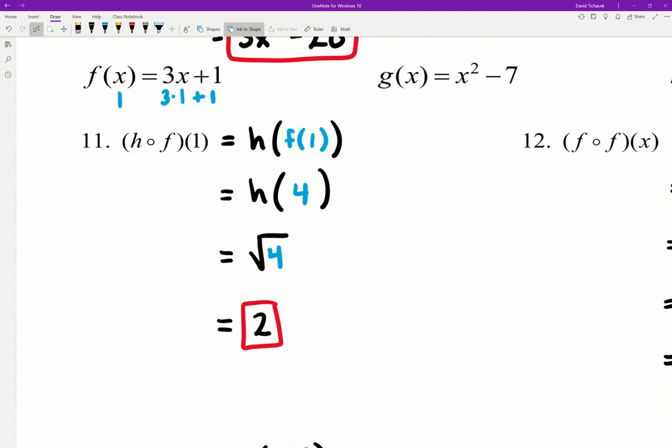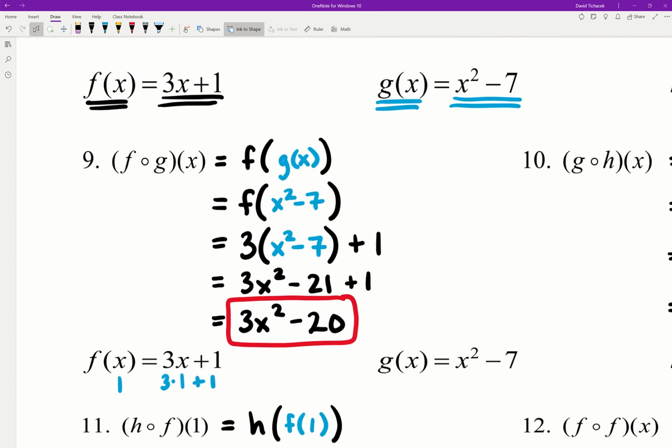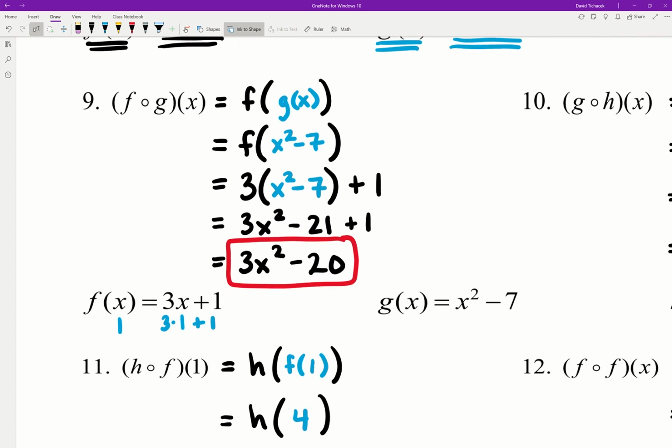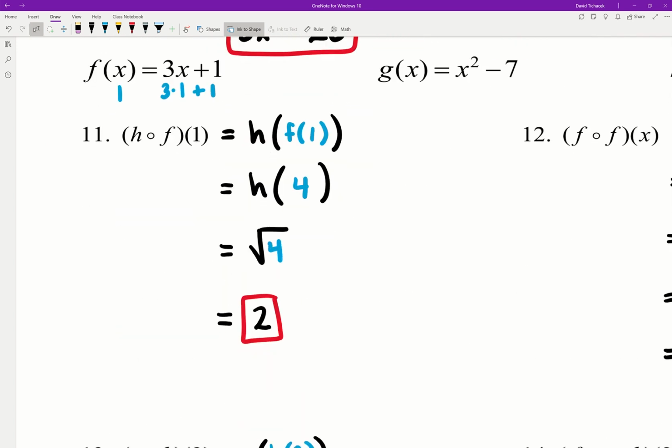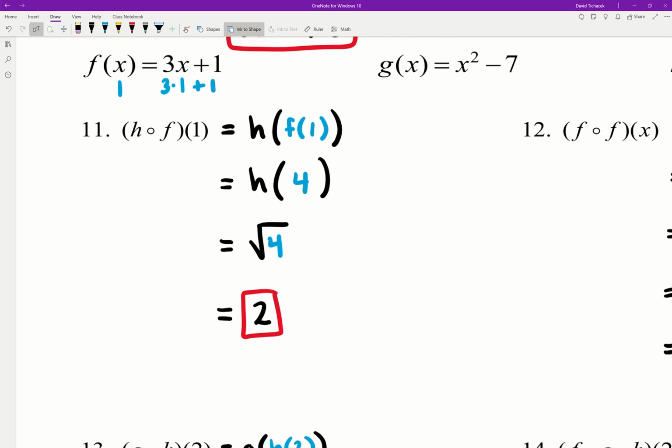So be on the lookout for if it says something like f composed with g of x, or if it says something composed with something else of an actual value, like 1. That means that you're going to end up with an output that's a value itself.